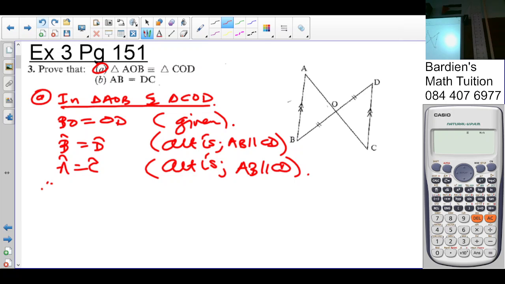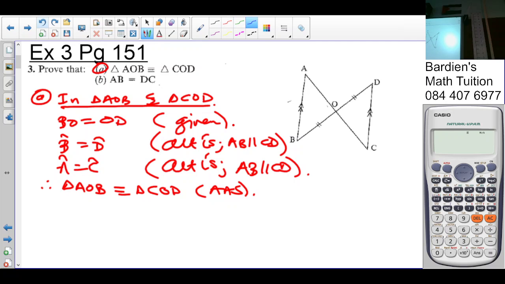So in conclusion, therefore, triangle AOB is congruent to triangle COD. Why? We use two angles and a side. Angle, side. Our favorite, no? Angle, side.